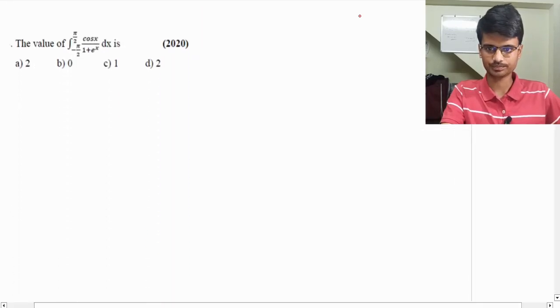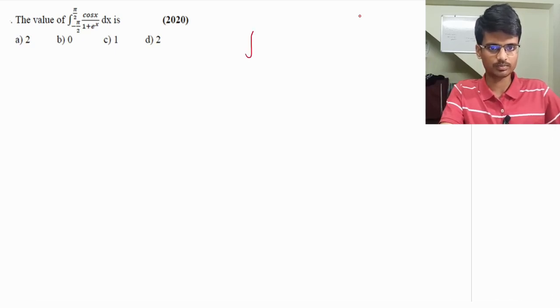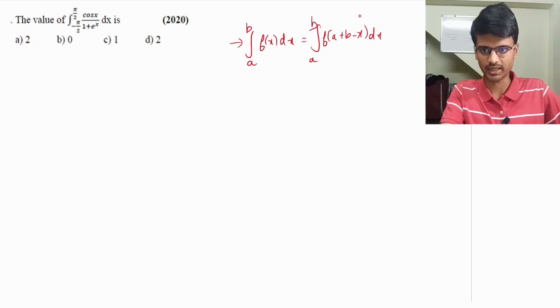Moving on. Okay, this is an interesting question. Again, we'll be using the same property. This is a very popular property: integral a to b f of x dx is equal to integral a to b f of a plus b minus x dx. Okay, I'll be applying the same property again here. Let me write it down: integral from minus pi by 2 to pi by 2 of cos x over 1 plus e power x dx. Okay, let me apply it.